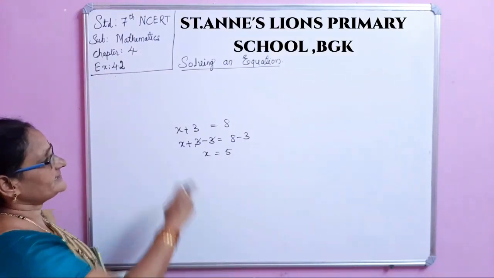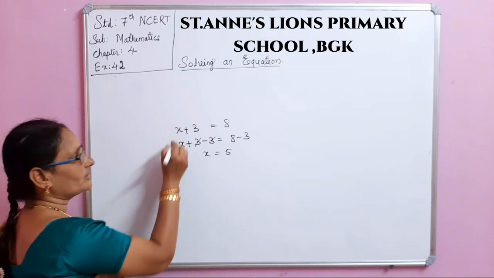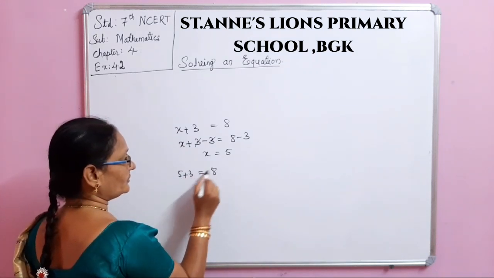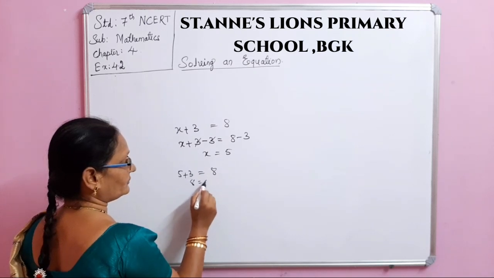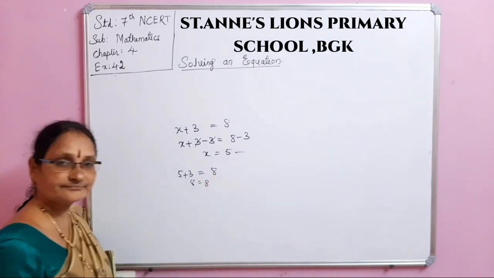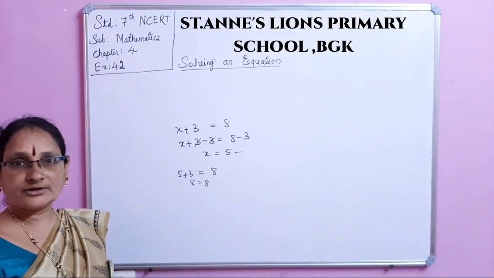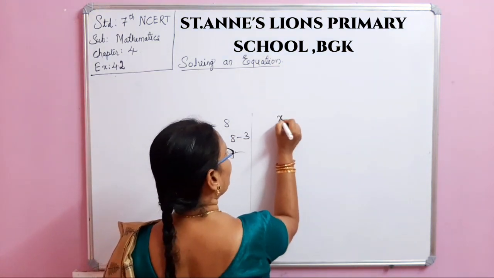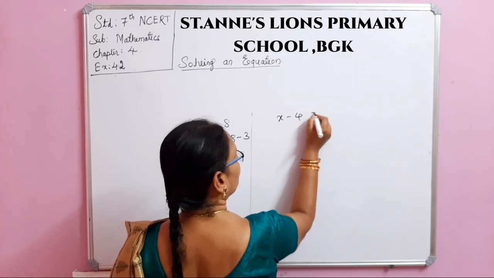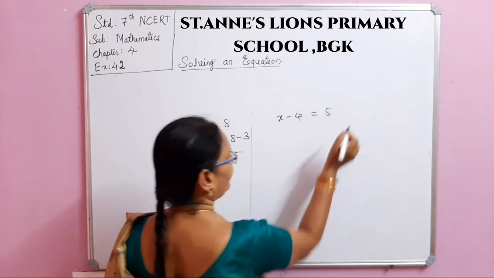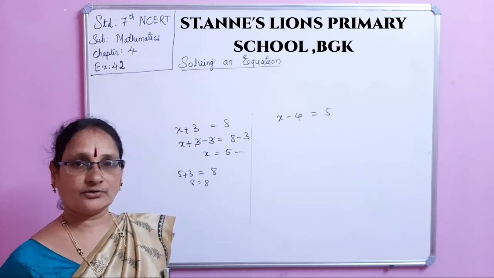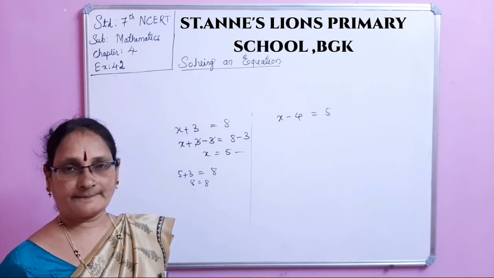Yes. Now in place of x, verification you can do. In place of x you put 5 plus 3 is equal to 8. 5 plus 3 is 8 is equal to 8. Yes, this is correct. Okay. One more example we will take. x minus 4 is equal to 5.